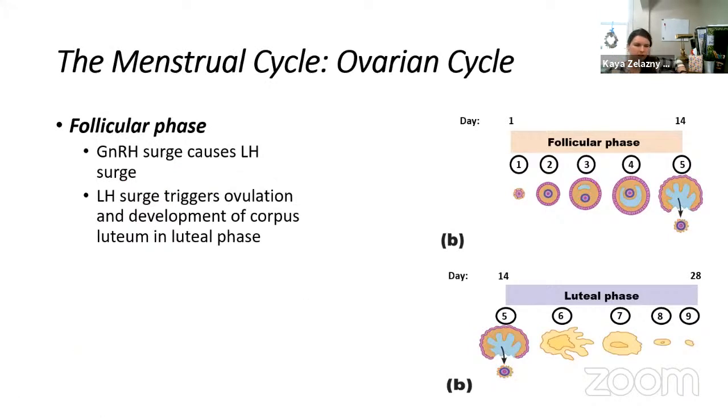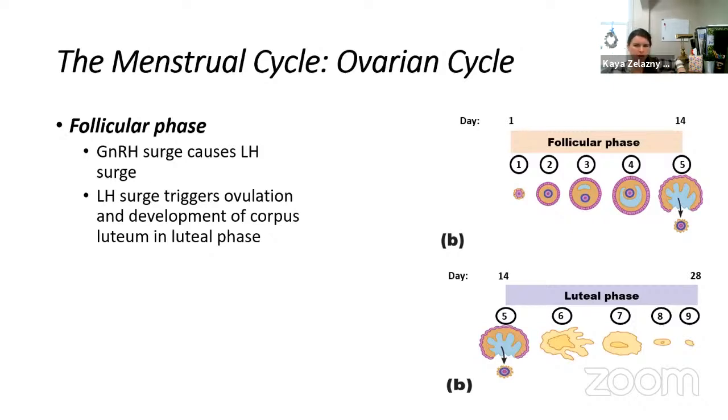So the trigger for this switch from the follicular phase to the luteal phase, which is marked by ovulation, so the bursting of the antrum, is the fact that we have this surge of a hormone called luteinizing hormone, LH. It's called luteinizing hormone because that's where the corpus luteum forms, right? After ovulation, that's when we form this structure.